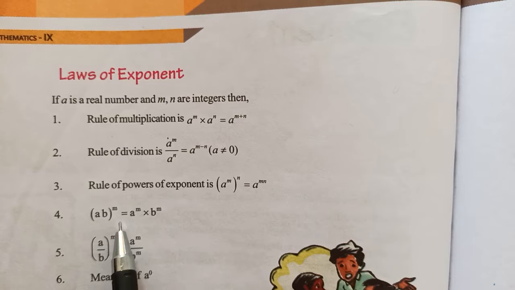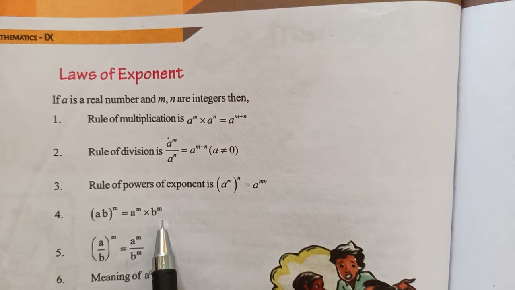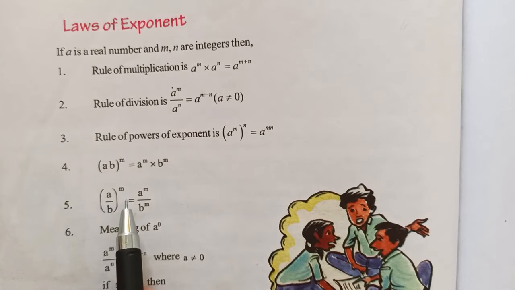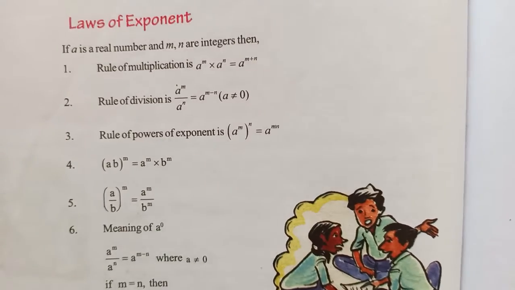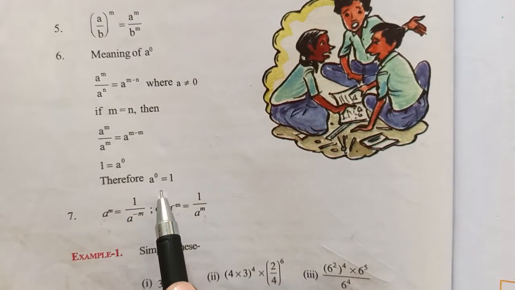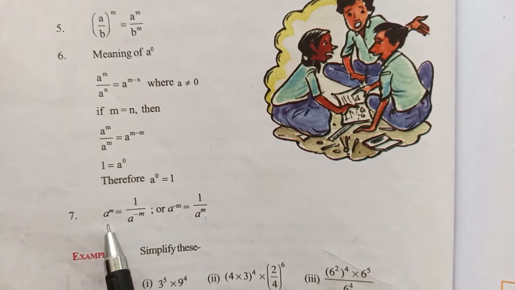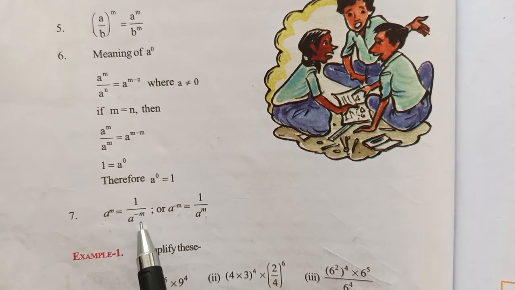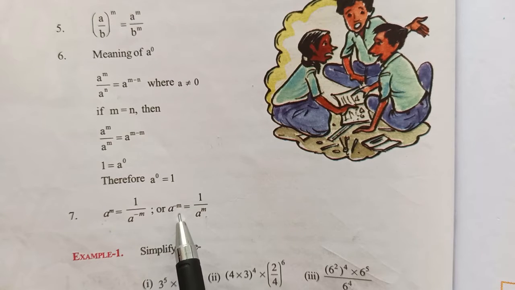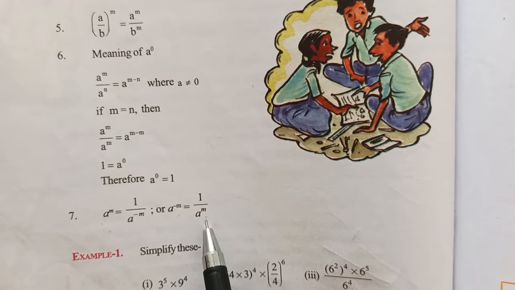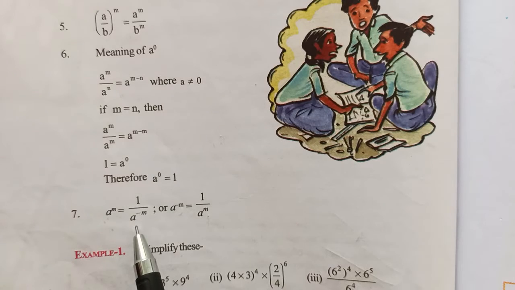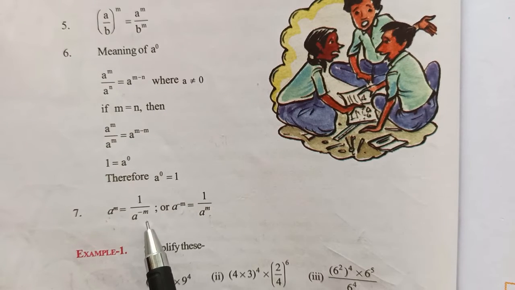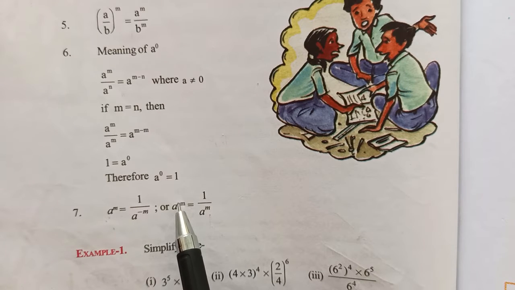ab whole to the power m is equal to a to the power m multiplied by b to the power m. a upon b whole to the power m is equal to a to the power m upon b to the power m. And sixth, a to the power 0 means 1. a to the power m is 1 upon a to the power minus m, or a to the power minus m is 1 upon a to the power m. मतलब यदि आप पावर के साइन को चेंज करें तो उसके पोजीशन को चेंज कर सकते हैं. न्यूमरेटर में है तो डेनोमिनेटर में लिखेंगे और डेनोमिनेटर में रहेगा तो न्यूमरेटर में लिख देंगे पावर के साइन को चेंज करते समय.